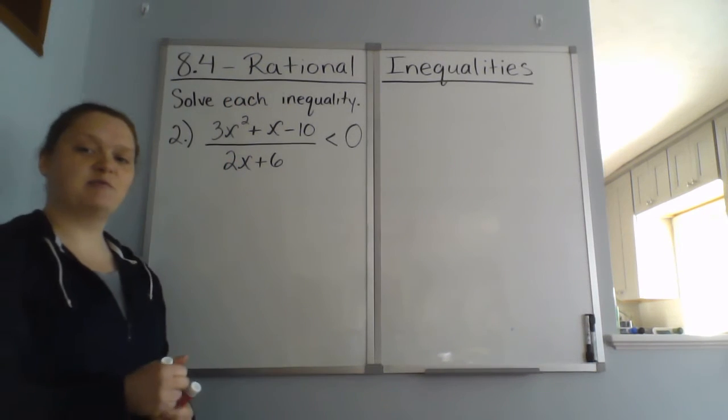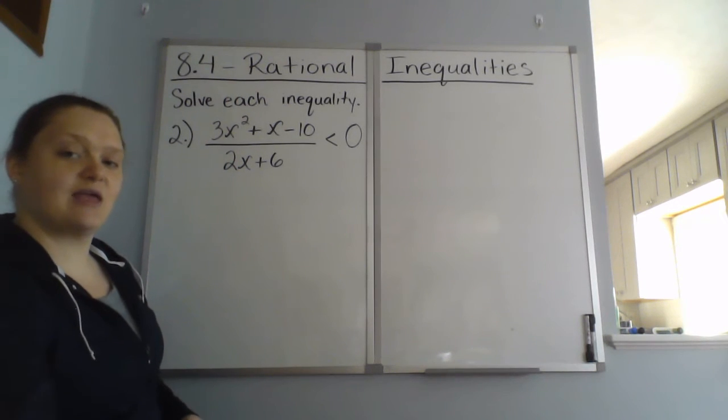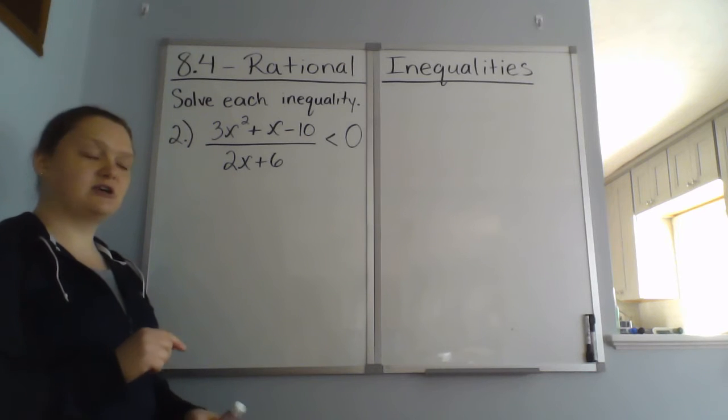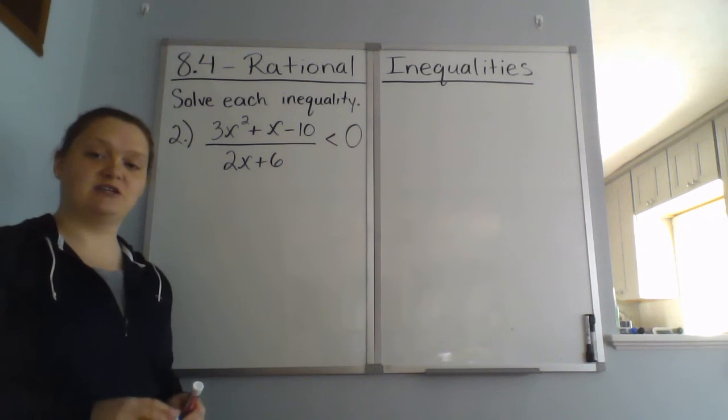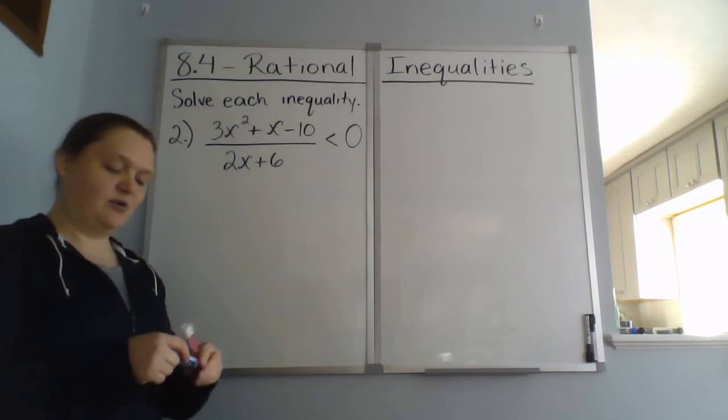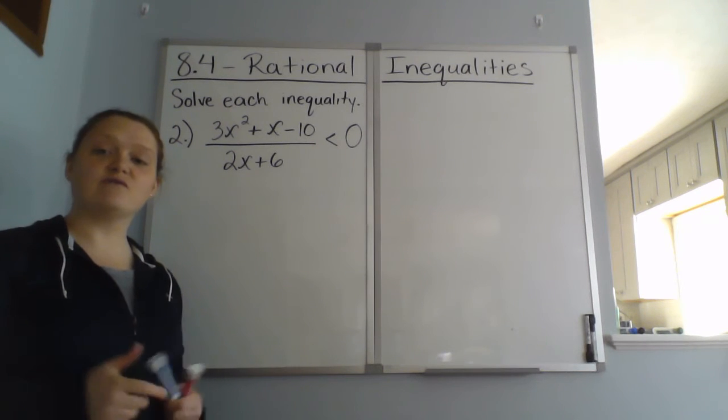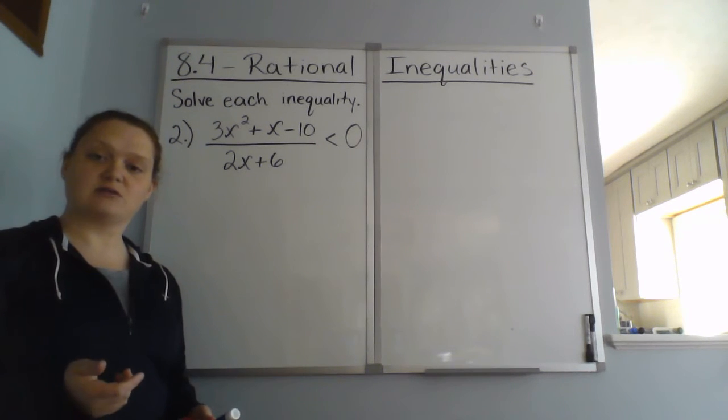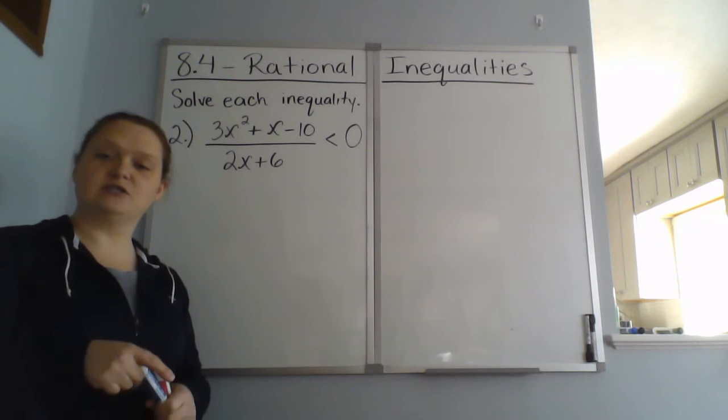Alrighty, next up, problem number 2. So once again, we have a single rational expression with a 0, so we don't have to do any common denominator stuff, which is nice. But we do need to go through and factor everything so that we can do this problem.